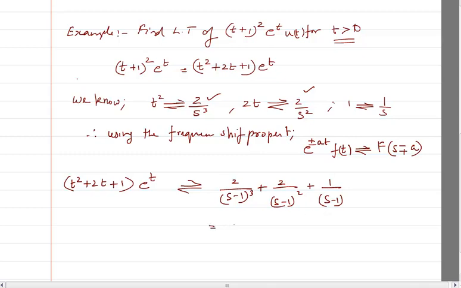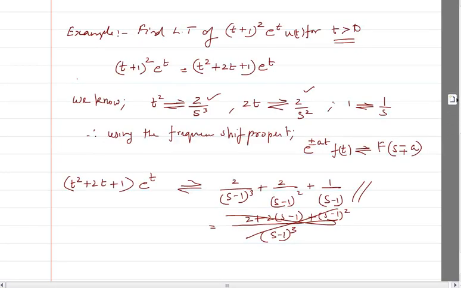Okay, this one I can expand even further. If I want to, I can write the denominator as s minus 1 cube, and the numerator will be 2 plus 2 into s minus 1 plus s minus 1 the whole square. I can even expand that further, but it does not matter, you can stop at this step. No need to write this last step. Here again we have used the frequency shift property. So we have covered two properties, and let us write those two properties here.